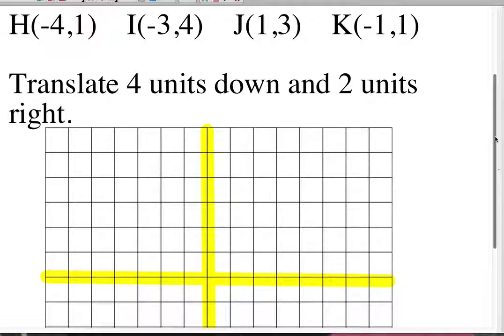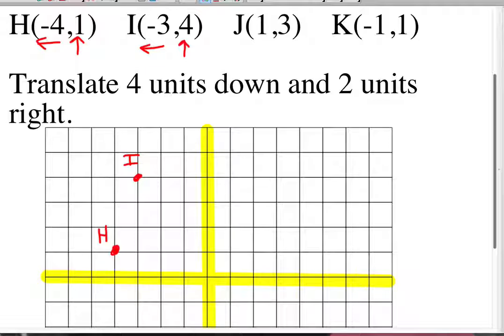Okay. I need to graph the point -4, 1. That means left 4, up 1. And that's going to be H. Left 4 from the origin, and up 1 puts me right there. That is H. Let's do I. Left 3, up 4. From the origin, left 3, up 4 puts me right here.